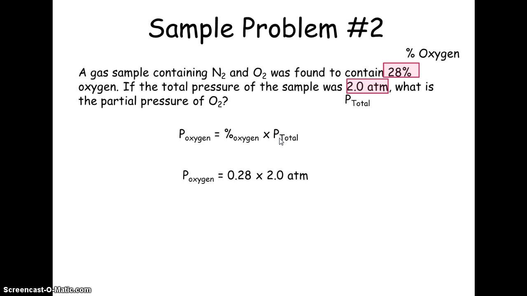So the pressure of oxygen is equal to the percentage. Here we want to convert the percentage to a decimal. So instead of 28%, we're going to write that as 0.28, multiplied times the total pressure, which is 2.0 atmospheres. And with simple multiplication, we know that the pressure of oxygen is going to be 0.56 atmospheres. And those are the two ways we can solve problems using Dalton's law: either by looking at the partial pressure, the percentage, and the total pressure, or by adding up all the partial pressures to get the total pressure.